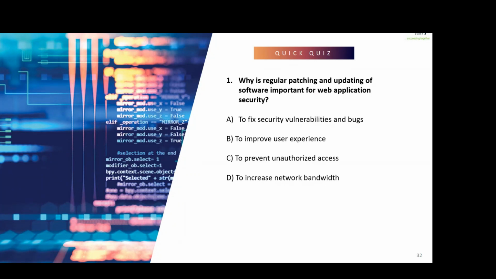Okay, are we answering? Why is regular patching and updating of software important for web application security? A, to fix security vulnerabilities and bugs. B, to improve user experience. C, to prevent unauthorized access. D, to increase network bandwidth. Okay, 10, 9, 8, 7, 6, 5, 4, 3, 2, 1.